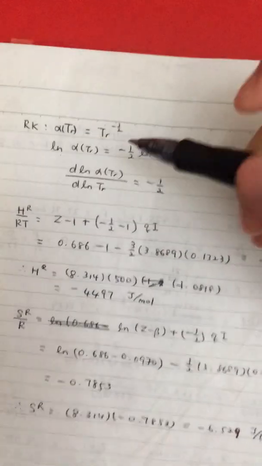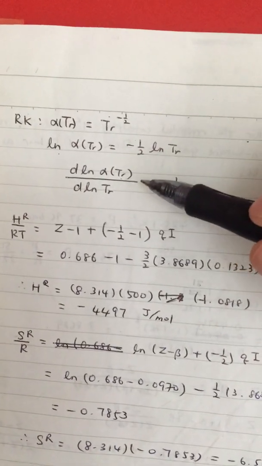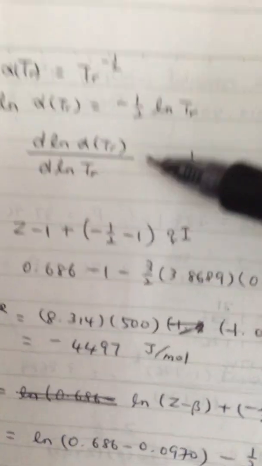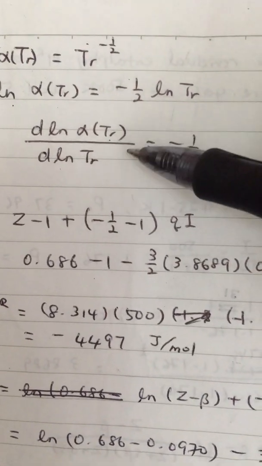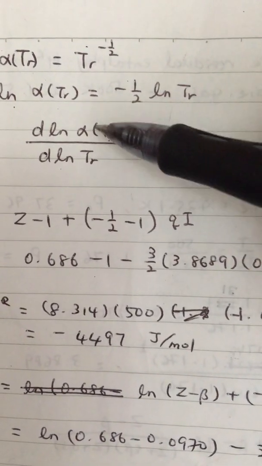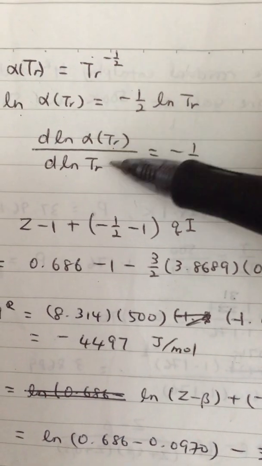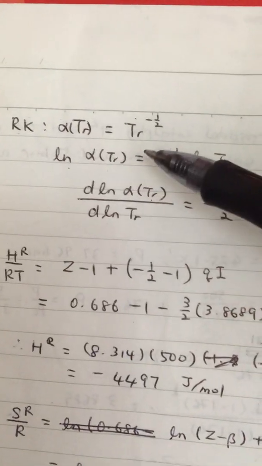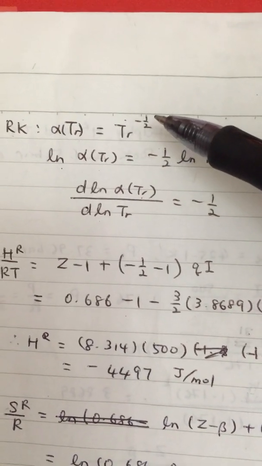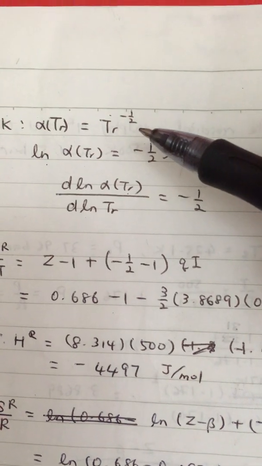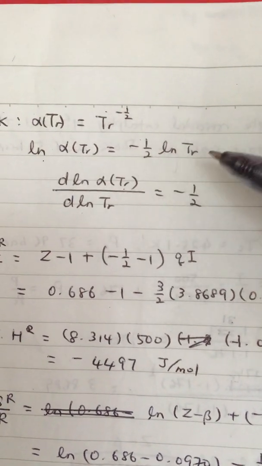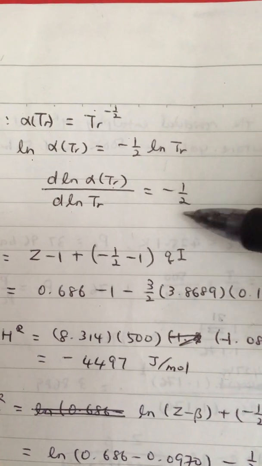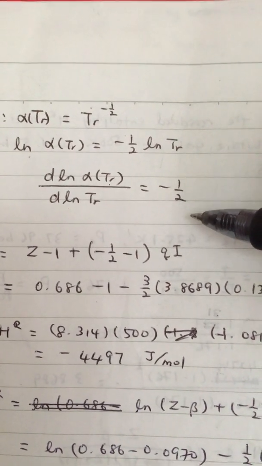The next step is you need to evaluate d ln alpha(TR) over d ln TR. This alpha(TR) does not mean alpha times TR. This is alpha as a function of TR. Because alpha for Redlich-Kwong is TR to the power of negative 1 over 2, when you take the ln, you get this, and this is the value for d ln alpha over d ln TR, negative 1 over 2.